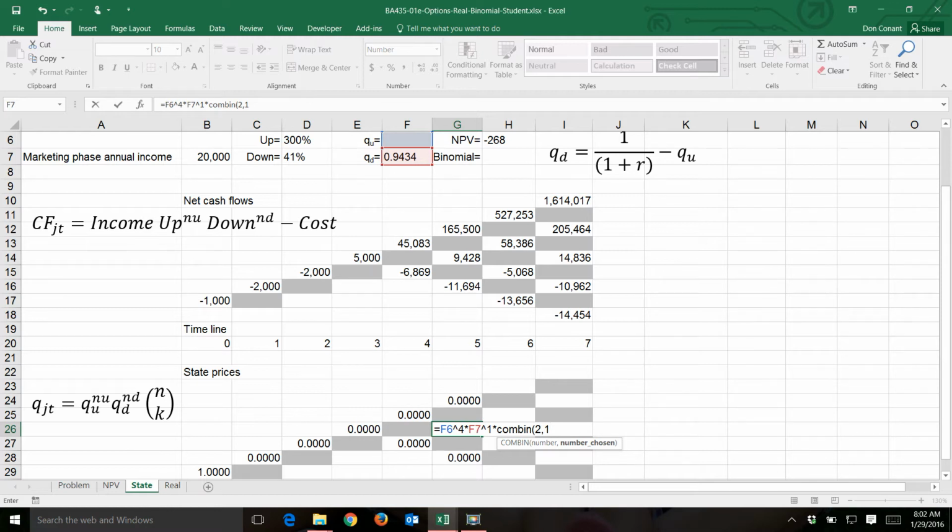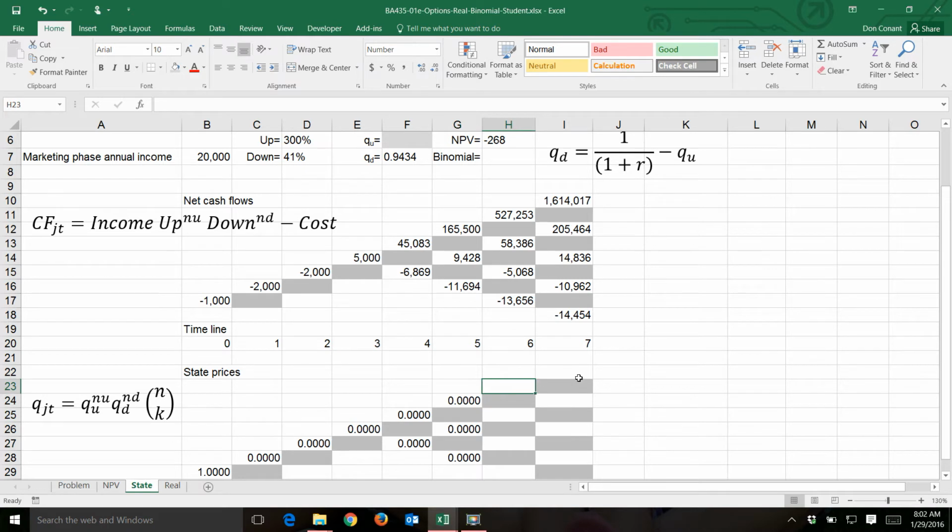So in period 3, we count 1, 2. We get 2 for n, comma. Then we start in the period we're in, which is period 5. We start at the bottom position, which is 0, and count up 1. It gives us n and k values. Press enter, we get that value.